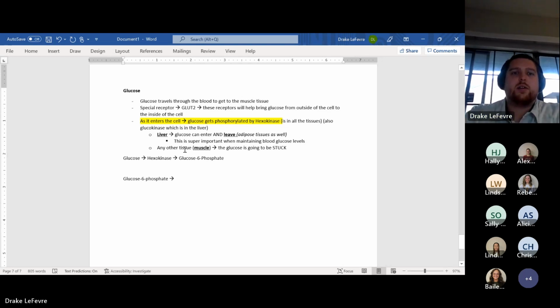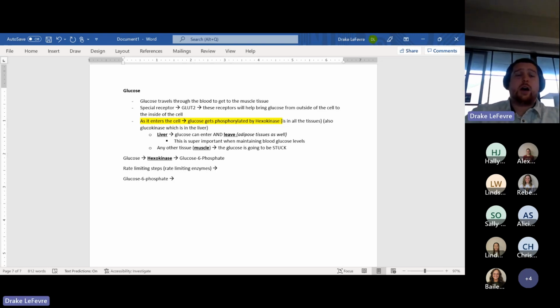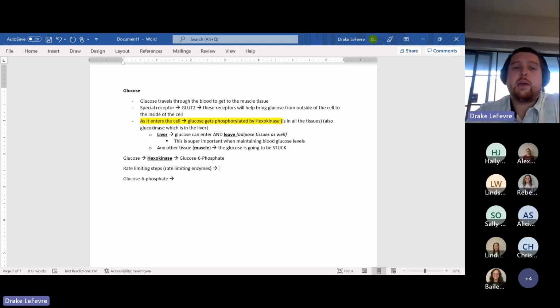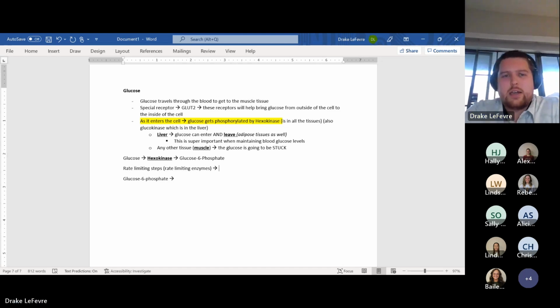Real quick, hexokinase. There are going to be 3 that we talk about that are rate limiting steps, or rate limiting enzymes. We talked about this way back in the enzyme chapter, I think it was chapter 2 or 3. Does anybody remember what a rate limiting step or a rate limiting enzyme is or what that means?